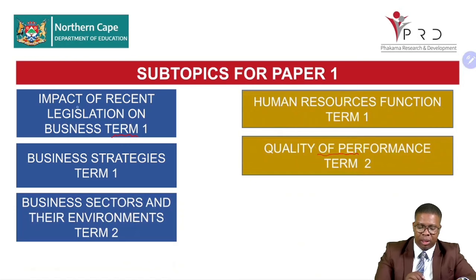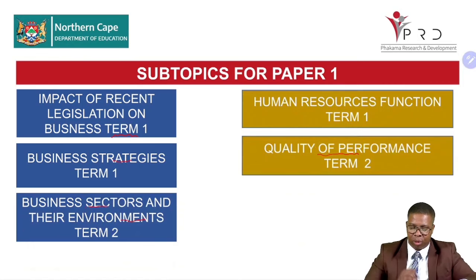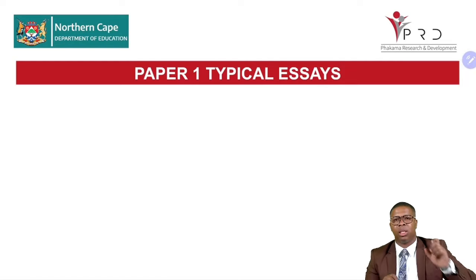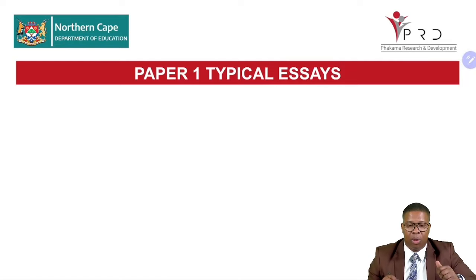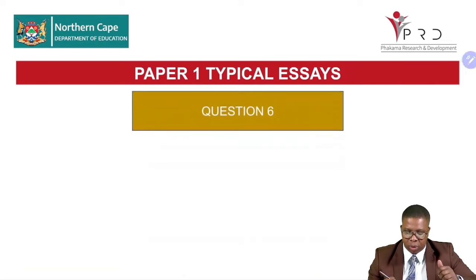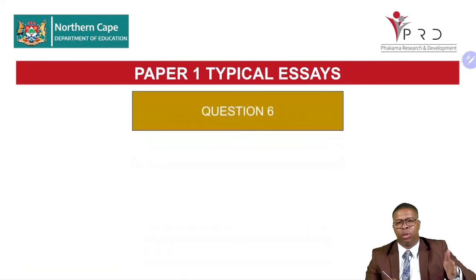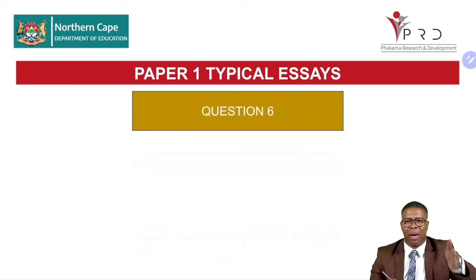And then the impact of recent events, together with business strategies and business sectors and their environments, will be business environment. Let us start with the interpretation of questions, and I will start our lesson with what? The paper 1 typical essay questions. Looking into question 6, because the focus is on business operations.